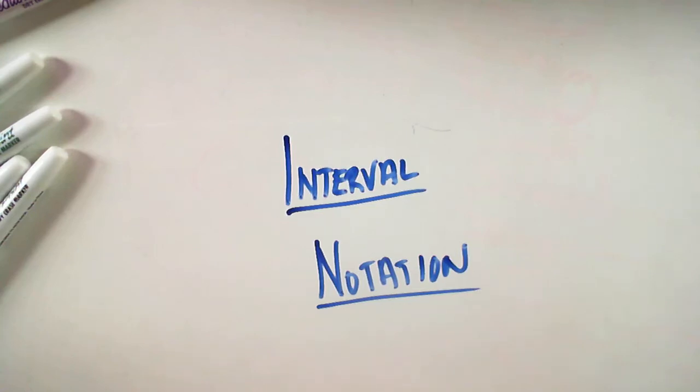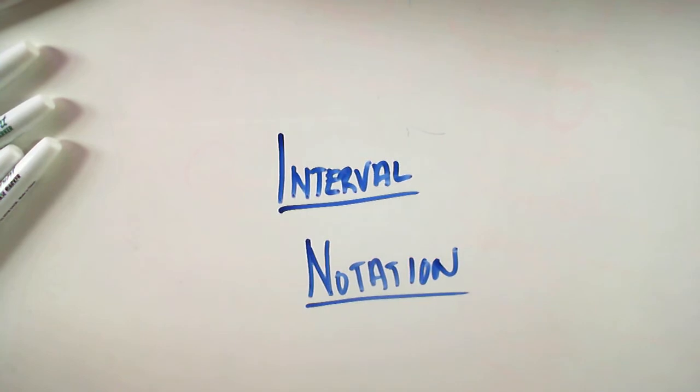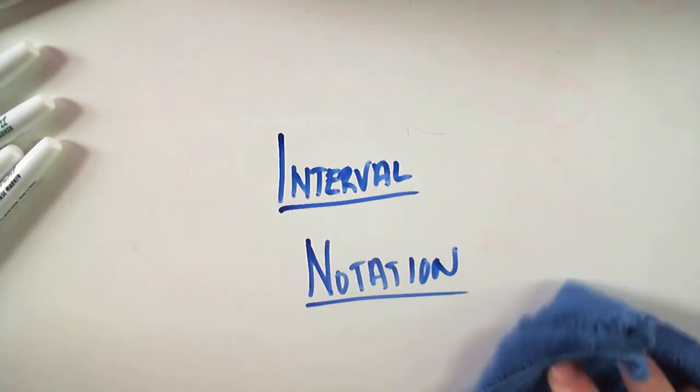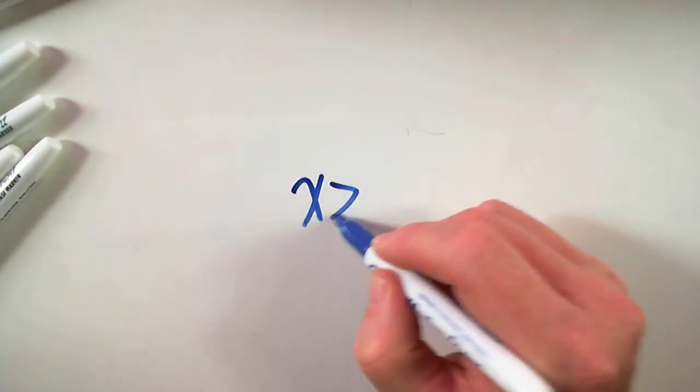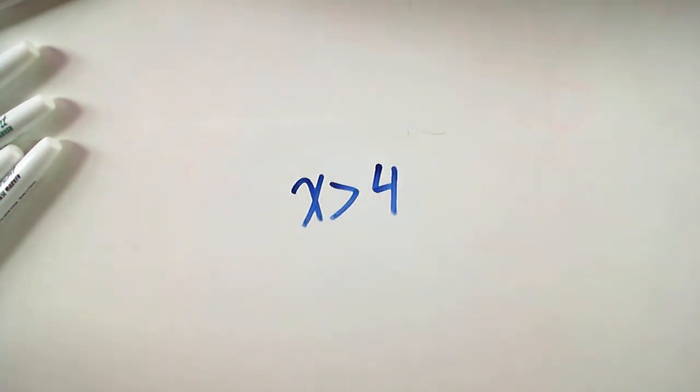This quick video is just to make sure that, if you did not know what interval notation was, you are familiar with it. Interval notation is a method to show intervals that are true. It takes the place of the classic less than, greater than, less than or equal to, greater than or equal to symbols. So in the past, you may have seen something that would say, like, x is greater than 4.